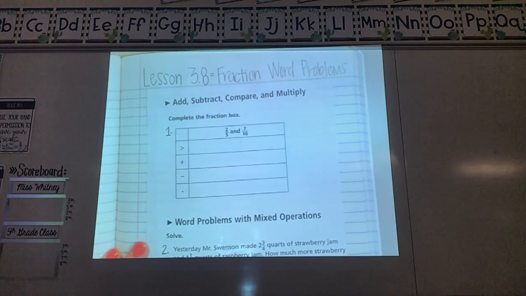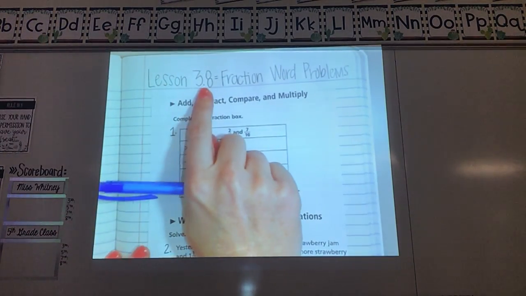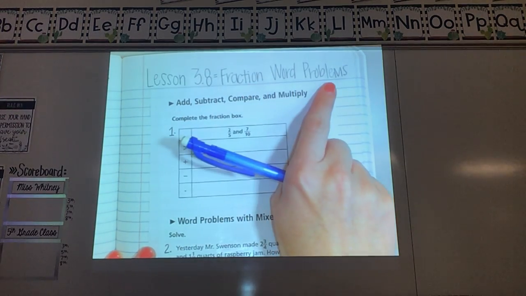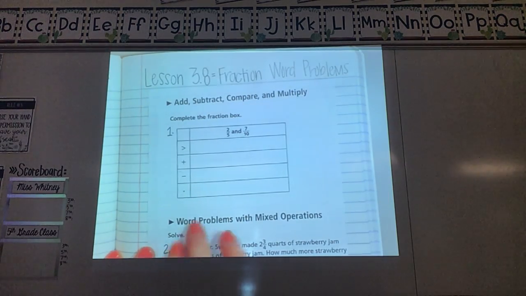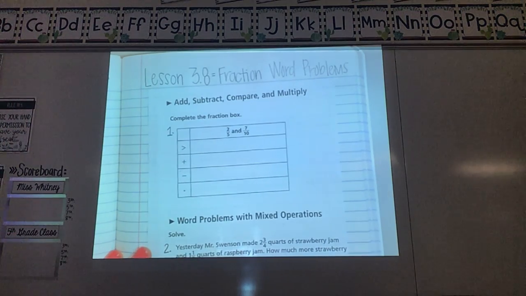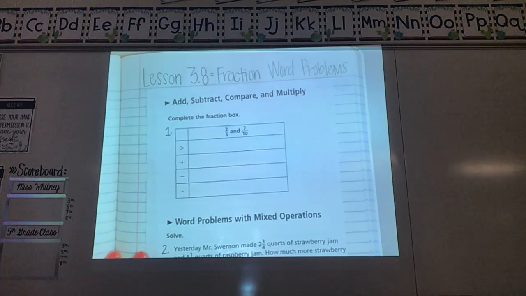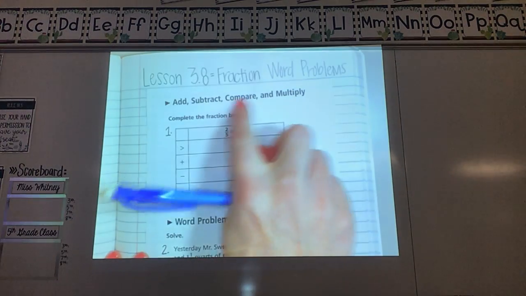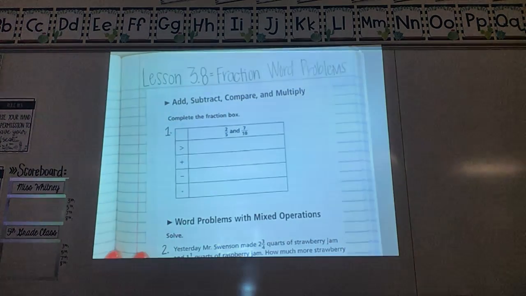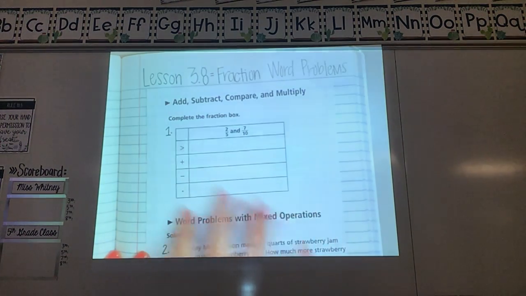Hi, fifth grade. Today's math lesson is lesson 3.8, which is over fraction word problems. So we're going to do some more practice today with solving some word problems, but also we're going to keep reviewing those skills like we were yesterday. Adding, subtracting, multiplying fractions, and today they're even going to throw in comparing fractions, which we also already know how to do. So again, it's kind of a review. We're just making sure we understand all of those fraction skills that we've learned so far, because next week we're going to touch on how to divide fractions, but we want to make sure we're really good at these first.